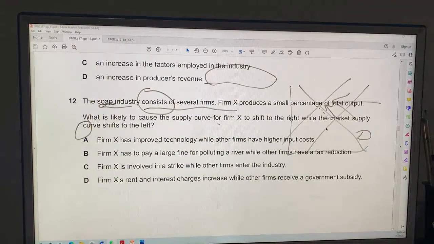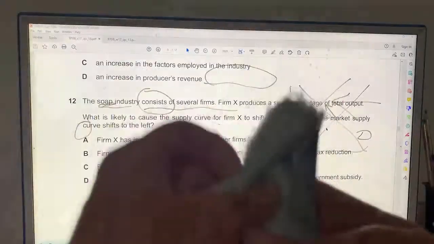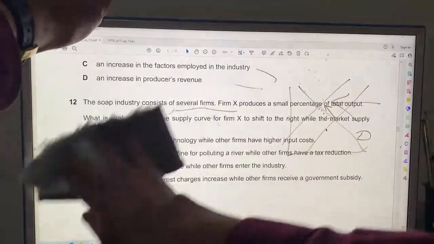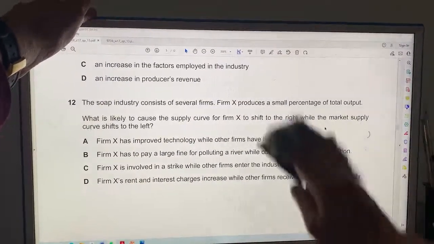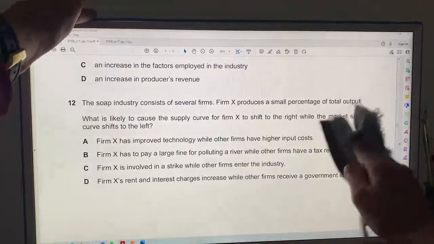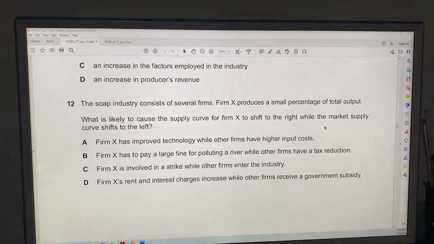Here's question 13. Question 13 says the soap industry consists of several firms, and firm X produces a small percentage of total output. So firm X doesn't have market power. What is likely to cause the supply curve for firm X to shift to the right while the market supply curve shifts to the left?